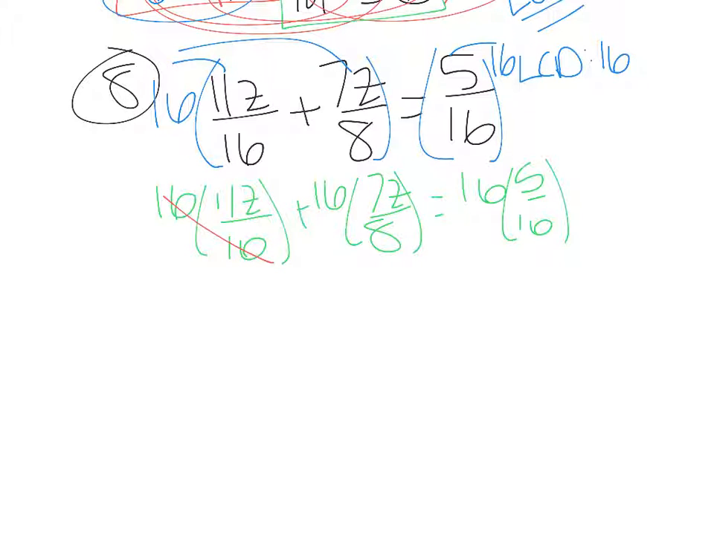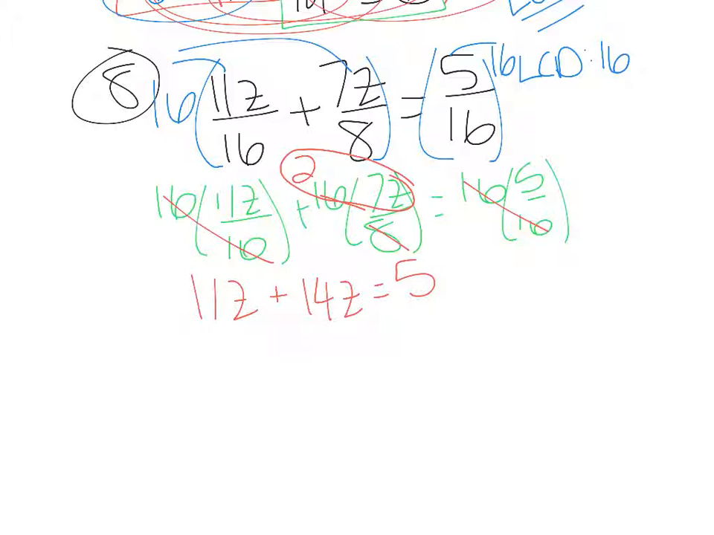So that first term, the 16s cancel out and I have 11z. The second fraction, the 8 cancels out. The 16 doesn't completely cancel out. I should be left with 2. 16 divided by 8 gives me 2. And then what I have to do is take 2 times 7z, which gives me 14z. And then on the right-hand side, the 16s are just going to completely cancel out, and I'm left with 5.